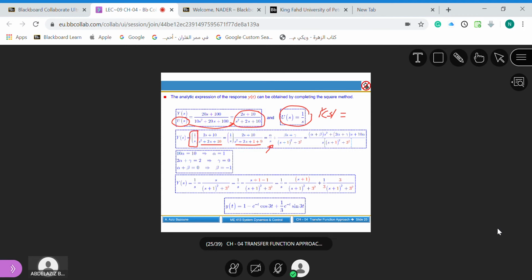You equate this numerator to this numerator, and you will get 10 alpha will be equal to 10 from here. 10 alpha will be equal to 10.